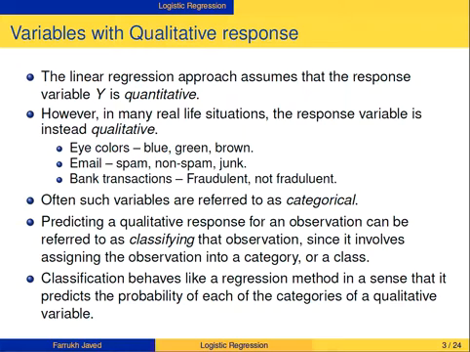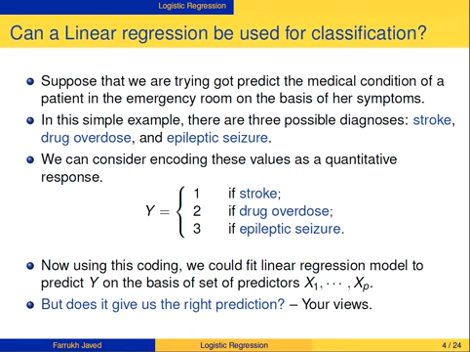So classification behaves like a regression method in a sense that it predicts the possibility, or in statistical terms, the probability of each of the categories of a qualitative variable. When we classify our transactions in two groups, fraudulent and non-fraudulent, I can build a model based on my existing data and decide what is the probability that my new transaction will belong to the fraudulent category or the non-fraudulent category. Similarly, I can build a model that helps me assess, if I receive a new email, whether it belongs to a spam, non-spam, or junk category, right? That's why this method is very popular in many ways in data analytics.